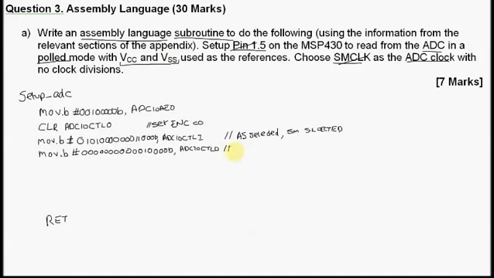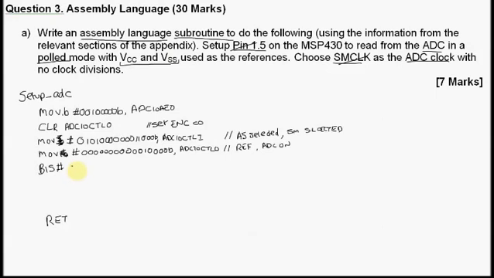So we selected our reference and ADC on. Then we want to set the ENC bit to 1. So we say bit set, and these ones should actually be not .b because we're moving a full word in there, not just a byte.